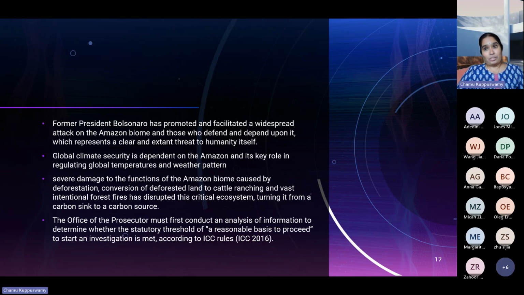So as you can imagine, it's quite a radical cause of action. So it's still being investigated. It's something that you can keep track of if you're interested.